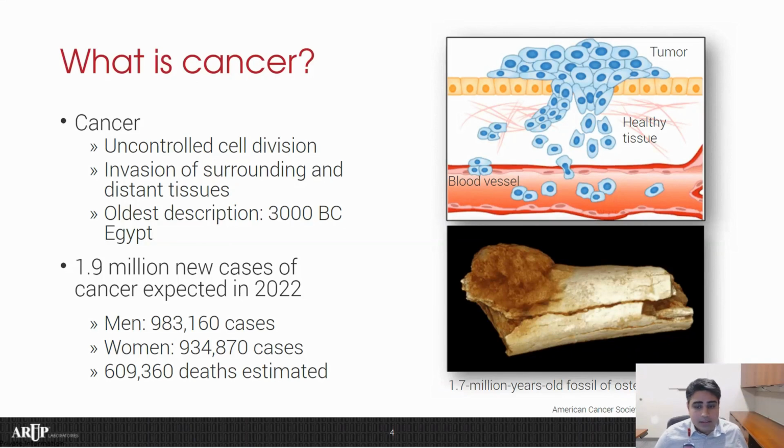As far as statistics are concerned, in the United States, in the year 2022, 1.9 million new cases of cancer are expected, and men would contribute around 1 million of those cases, and women would have a little over 900,000 cases of cancer. And unfortunately, just a little over 600,000 individuals are likely to die from cancer. So it's a pretty serious disease and financial burden.